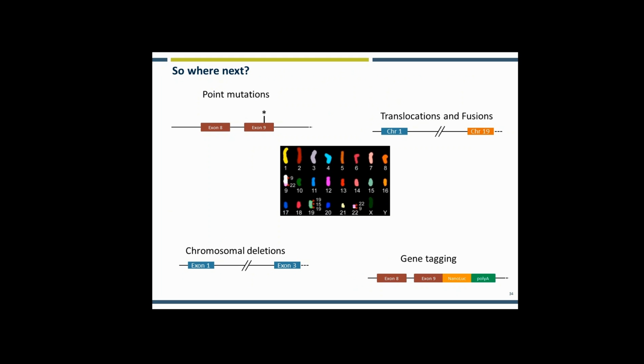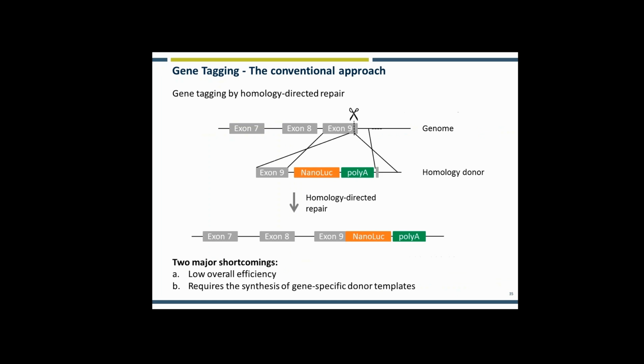So the final thing I want to talk about is the introduction of endogenous gene tags. The reason I think this is interesting is because we've taken a slightly different approach to doing gene tagging. In much the same way that we do with knockouts, we want to be able to generate tens, if not hundreds, of endogenously tagged cell lines. But unfortunately, the conventional approach to doing gene tagging doesn't really lend itself to doing that.